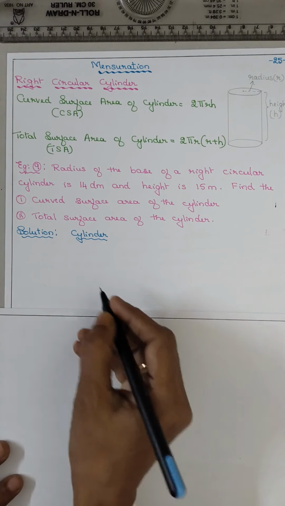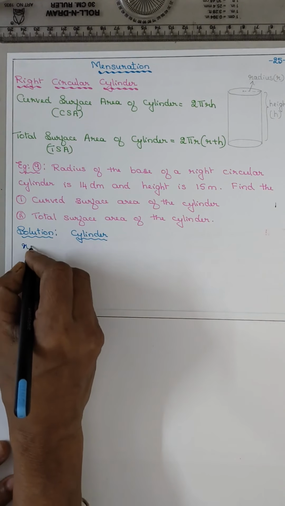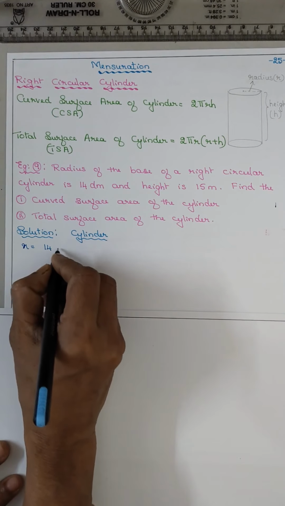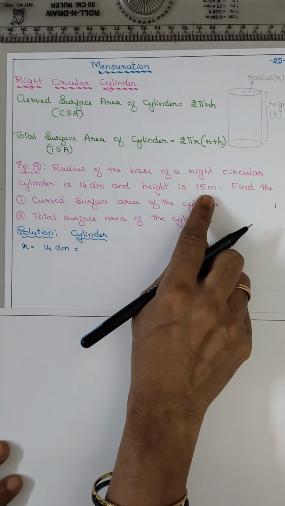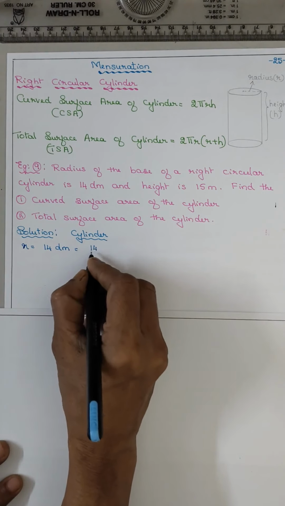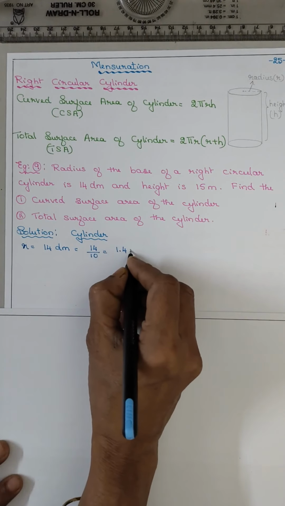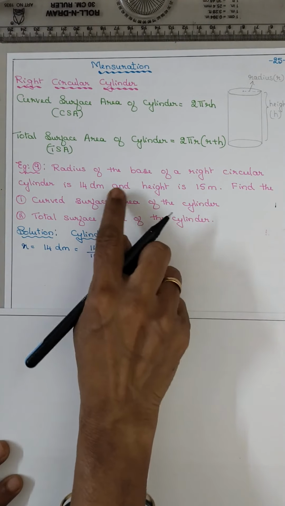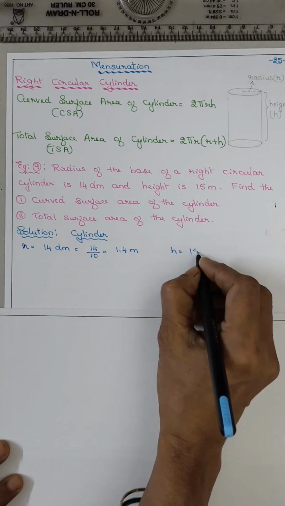Now they have given the radius. So R is equal to 14 dm. But height is in meter, so convert this into meter. How? 14 upon 10 is equal to 1.4 meter. And the height is given as 15 meter.